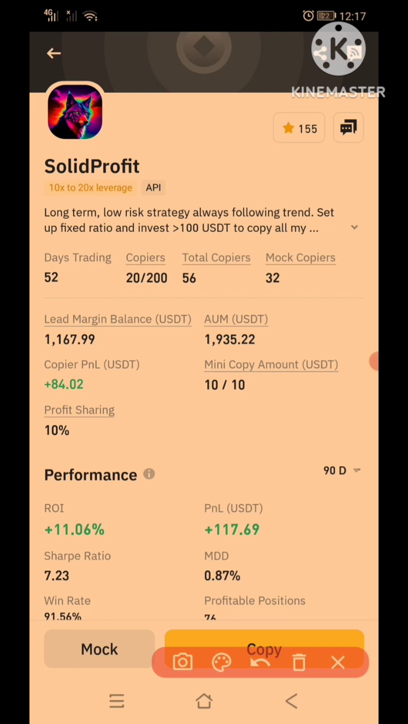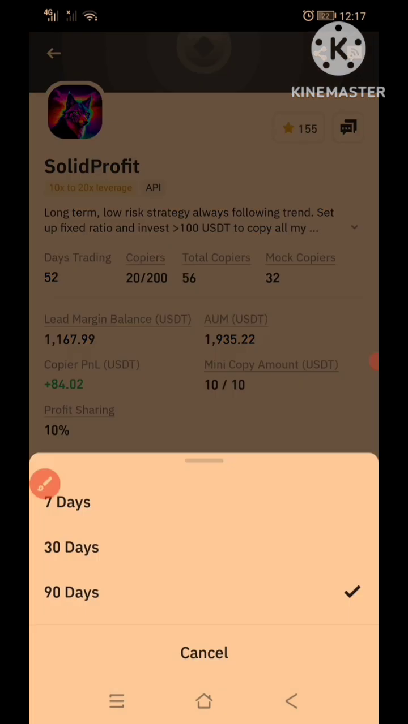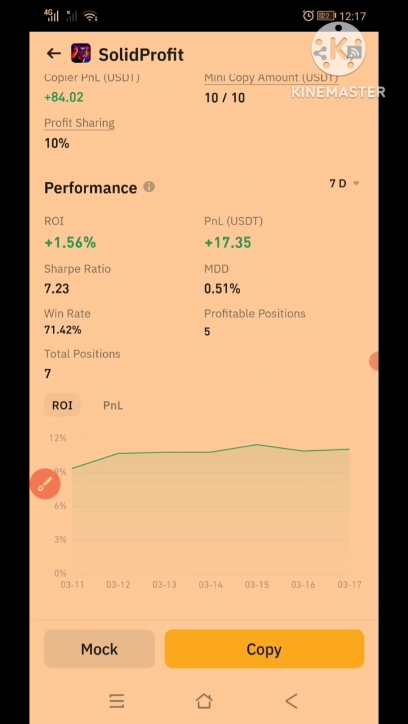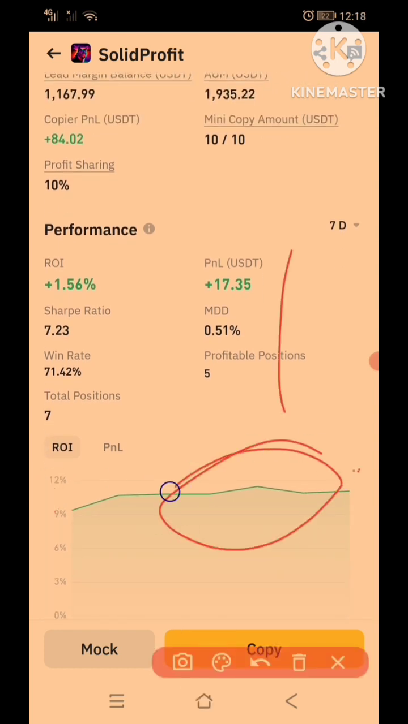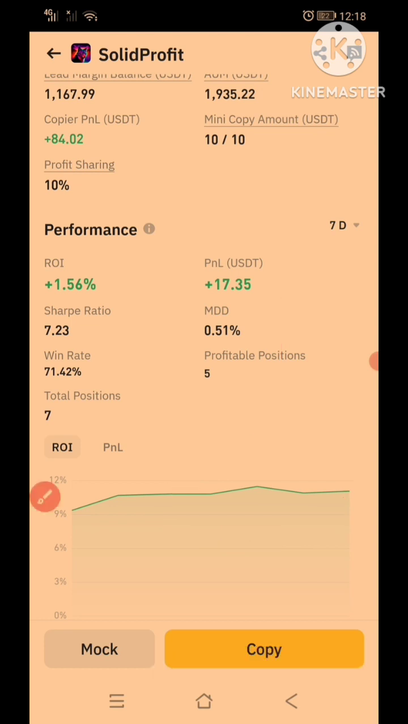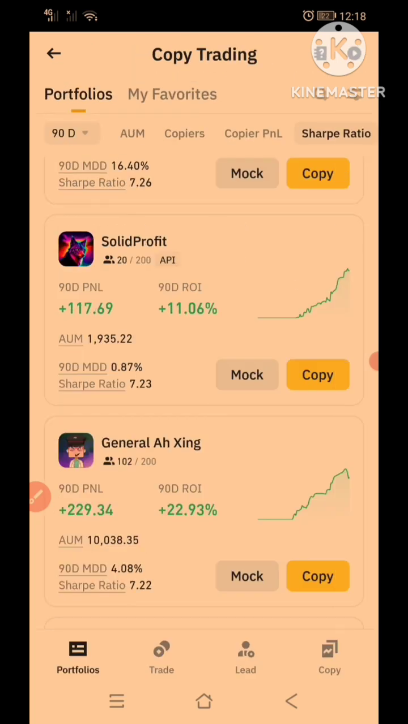What did he do in the last 7 days during this correction? Nothing. And that's a good sign. He made 1% profit during a mature correction. This is a good sign. So, solid profit is to recommend, even if it's only 10% in 50 days. This is very good.